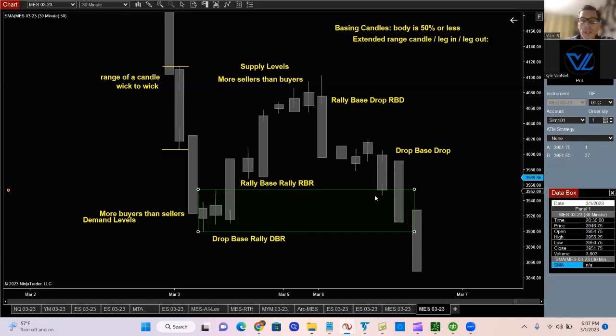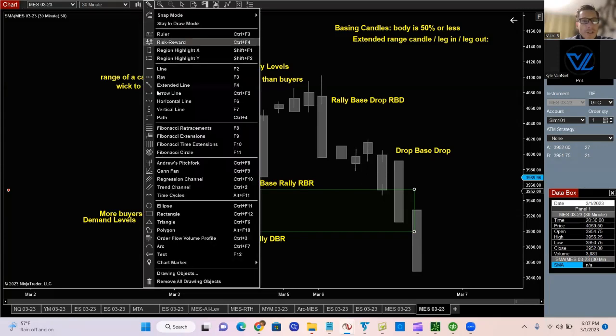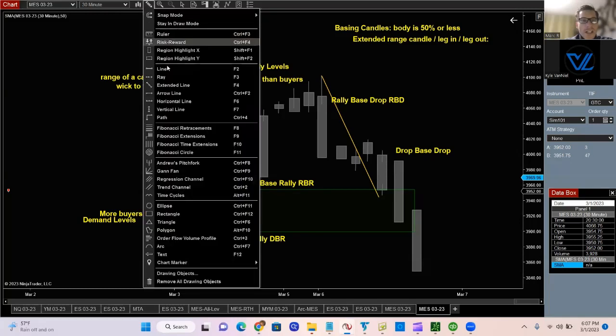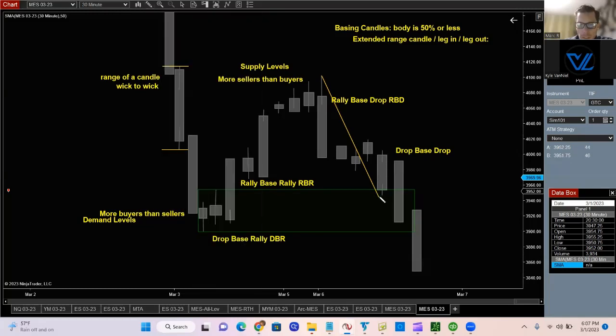I drew it inadvertently this way, but in this particular case, this is a demand area. It's a place where there are more buyers than sellers. Price came down here, touched in here, and it's just coincidence I happened to draw it this way, but it came in here and went up before it started coming back down again.